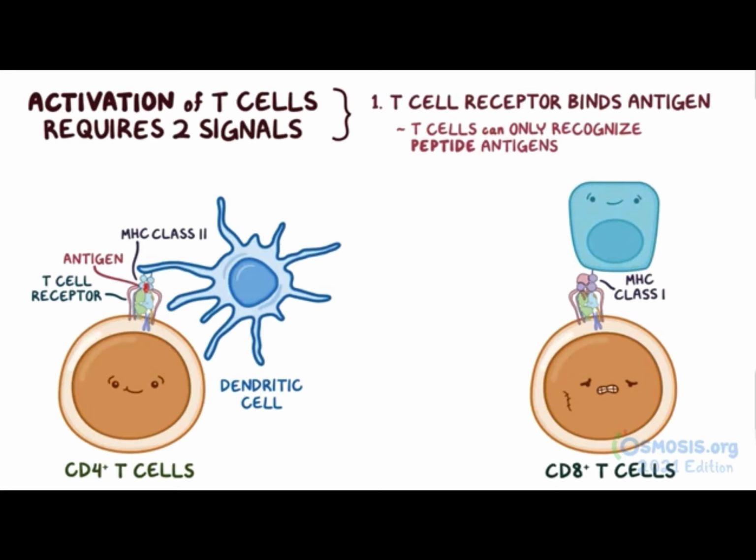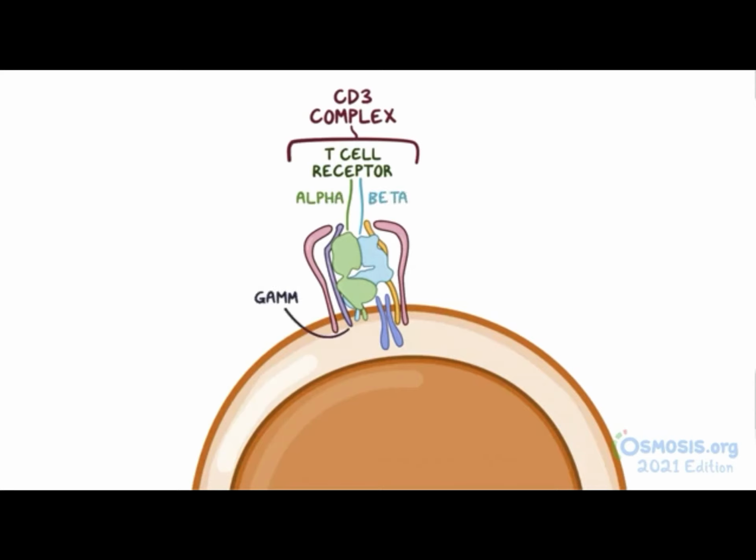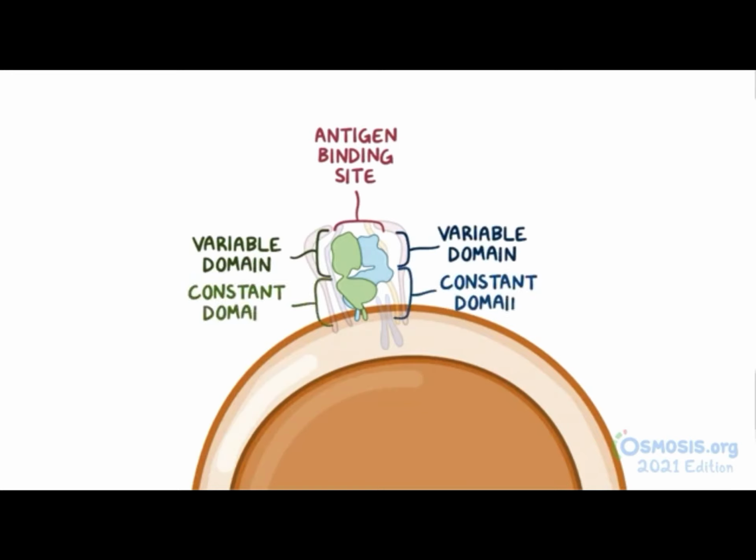The antigen presented on the MHC molecule must be the right size and shape to bind strongly to the T cell receptor, which is part of the CD3 complex. The CD3 complex has 8 peptide chains: 1 alpha, 1 beta, 1 gamma, 1 delta, 2 epsilon, and 2 zeta chains. The antigen binding site of the T cell receptor is composed of the alpha chain and the beta chain, each of which have 2 domains, a variable domain and a constant domain.